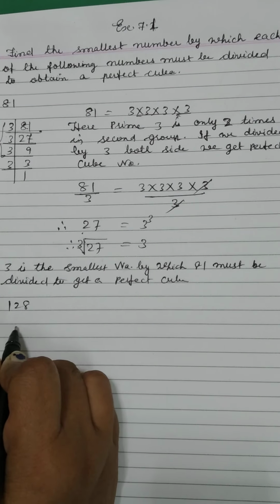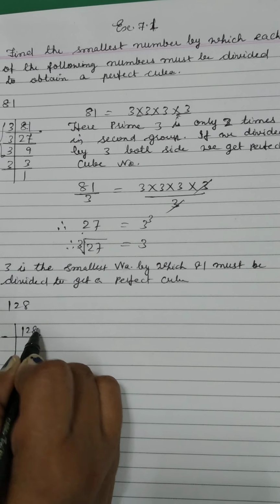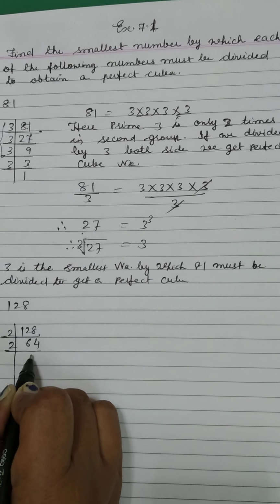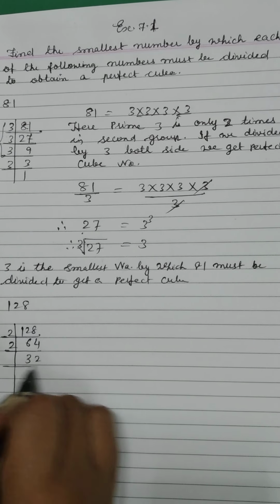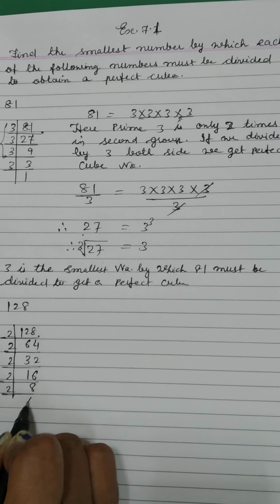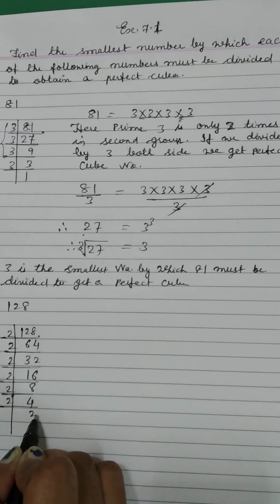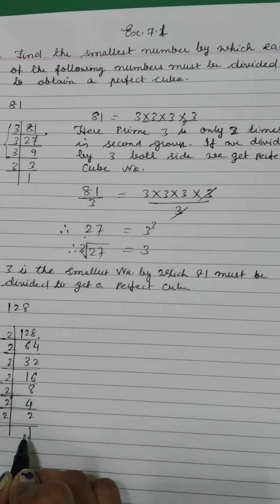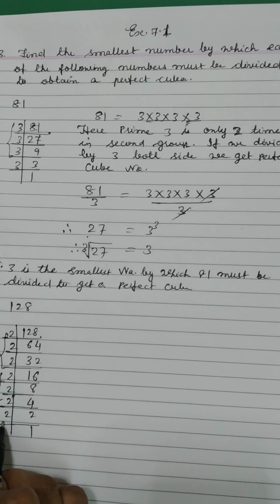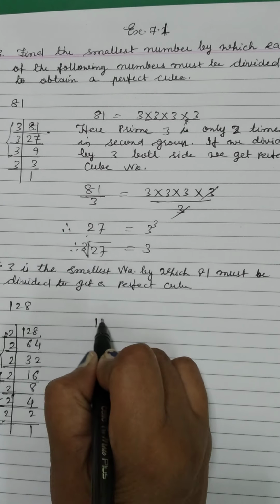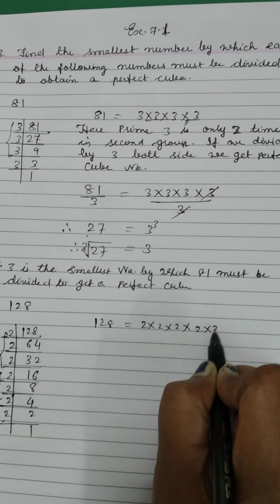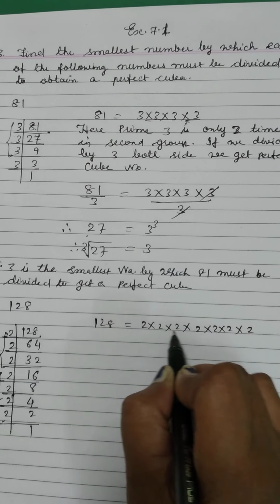128, unit digit 8, so divisible by 2. 2 6s are 12, 2 4s are 8, again 4, so divisible by 2. 2 3s are 6, 2 2s are 4, 2 1s are 2, 2 6s are 12, 2 8s are 16, 2 4s are 8, again 2, 2 2s are 4, 2 1s are 2. Now check, make groups here, 2 is only one time, right? So write factors of 128: 2 multiply 2 three times, again three times, and again 1 time.